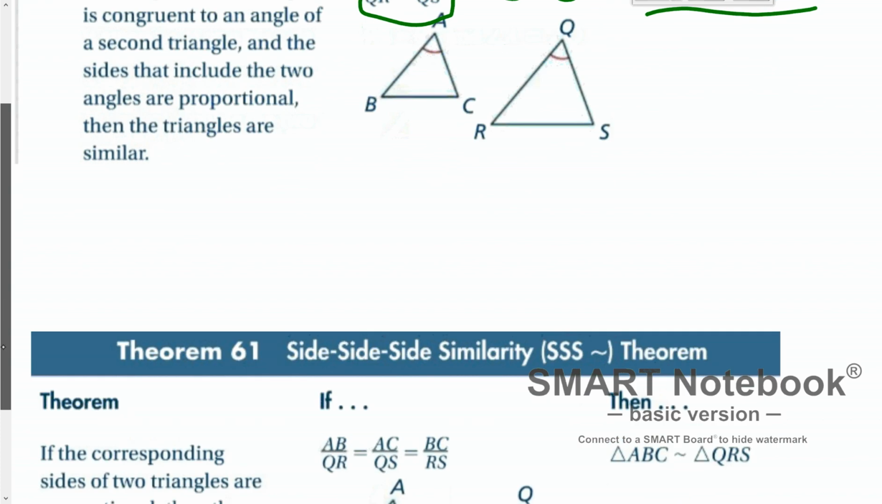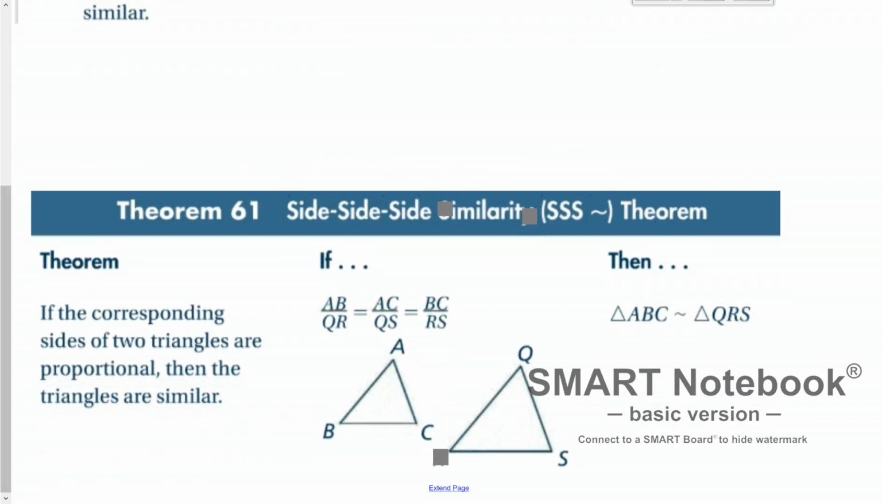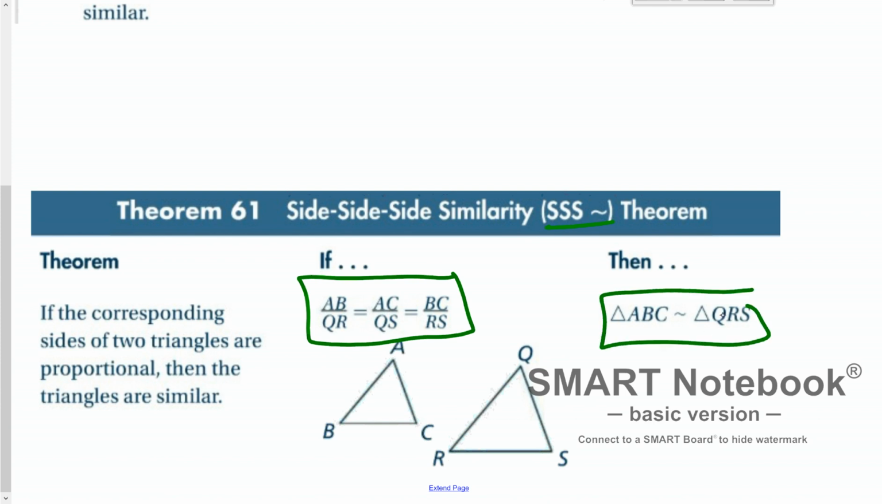And then we also have this one, the side, side, side. So as long as all three proportions are true, they have the same scale factor, then I can say that the two triangles are proportional. So we have two of them that we're going to do here.